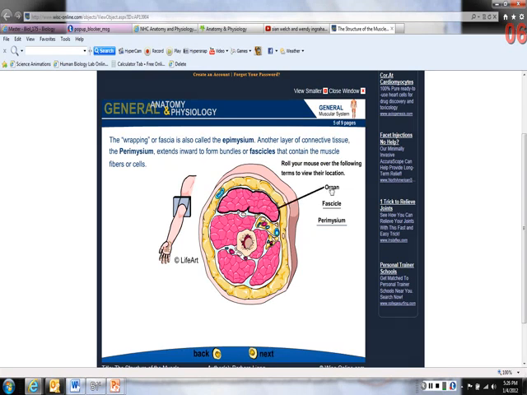So you've got the entire muscle organ here. That muscle is going to be surrounded by epimysium. You have the fascicles within. They're surrounded by perimysium. And you would have the groups of muscles surrounded by the fascia.